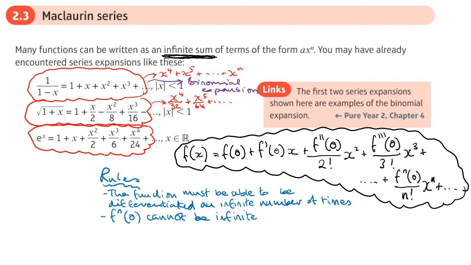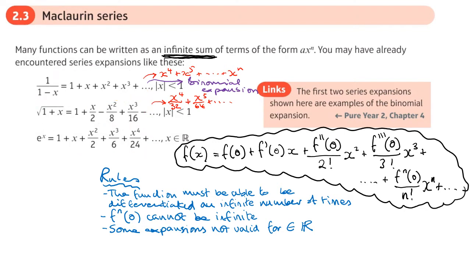The next thing is that some of the expansions are only valid for certain values. So some expansions, I'll just put, are not valid for all real numbers, and you can see that up here. So I can get rid of this, and you can see, for example, the first expansion we've got up there.